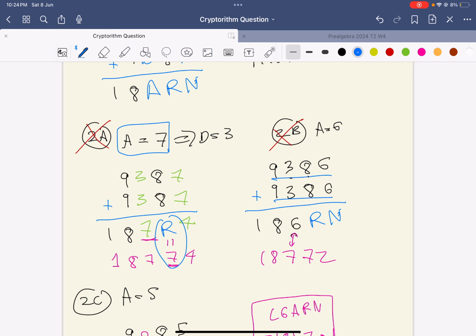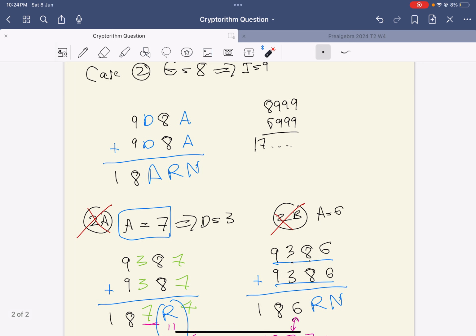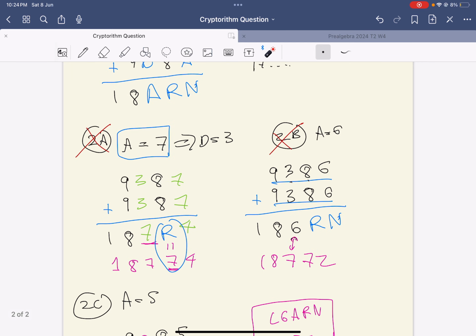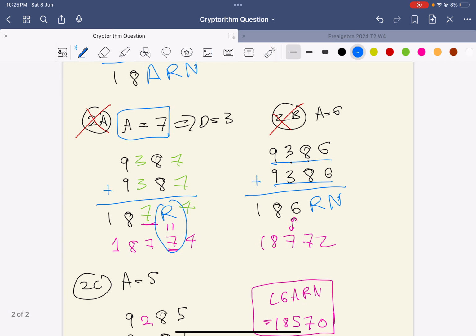Now we go down to A is 6. And this time we run into a different issue, because in order to get 6, the digit for D would have to be 3 to get a 600 something here. But it turns out when we actually add them up, this 86 makes it too big, and you end up getting 18,772. So the 6 and 7 don't match on these two numbers. So clearly this is not the answer either.